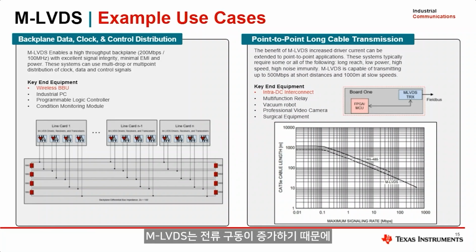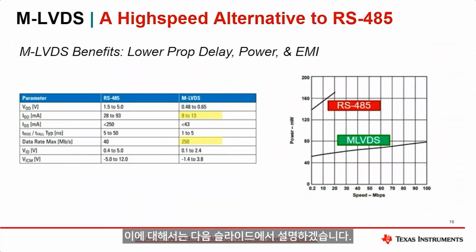Because of the increased current drive of M-LVDS, it enables longer distance transmission than that of LVDS at slower speeds. So if you need a higher speed alternative to that of RS-422 or RS-485, but need to transmit over longer distances relative to LVDS, point-to-point communication with M-LVDS may be a good option. And that's what I'll discuss on the next slide.